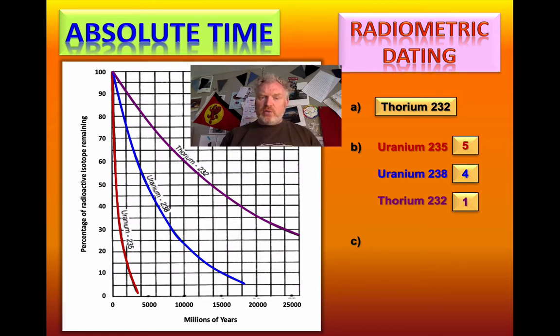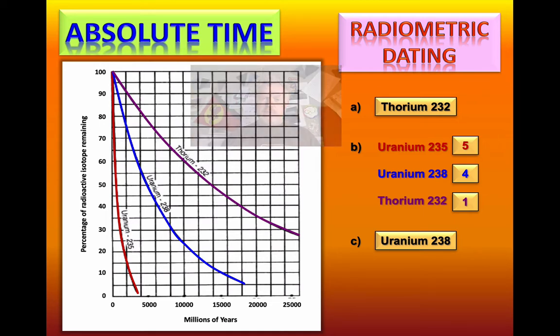The final question then, which of these is most useful for dating things that have happened on Earth? Uranium-238 gives us perhaps the best compromise between these.